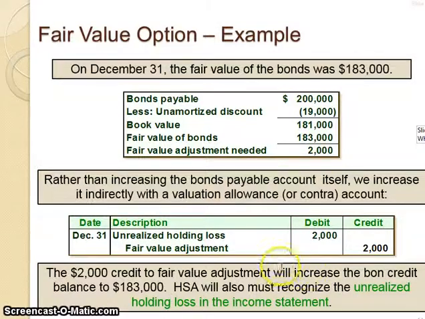Looking at this, the value of the account in your books is $181,000, but its fair value is $183,000. So what you've got is an unrealized holding loss, because you remember you're dealing with a liability here. But you're not going to actually touch the bonds payable account. You're going to have this valuation, or contra account. So here you've got the fair value adjustment, a credit of $2,000 that'll bring the fair value of the bonds up to $183,000, since you're dealing with a liability here. You're going to have to adjust that every period, and you'll have an unrealized holding loss in the income statement.